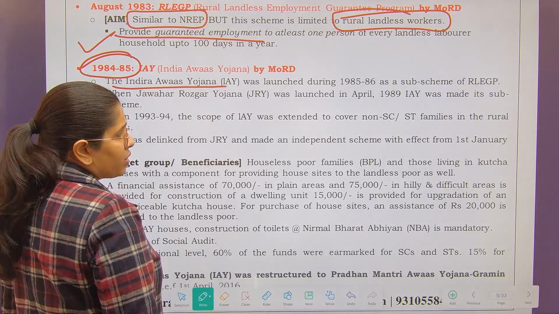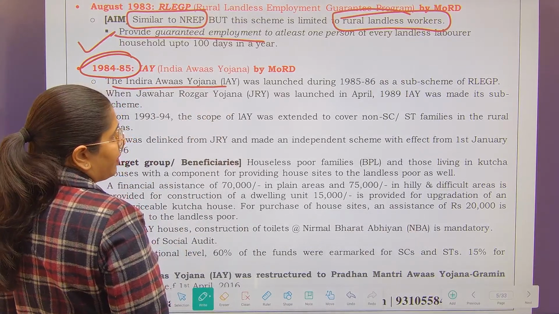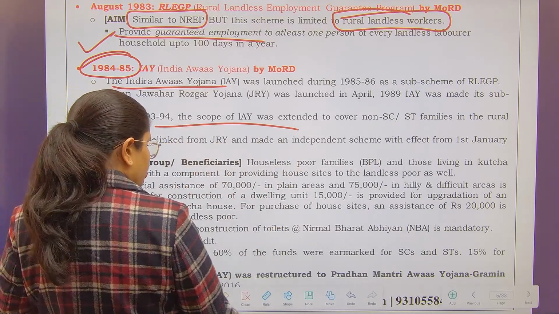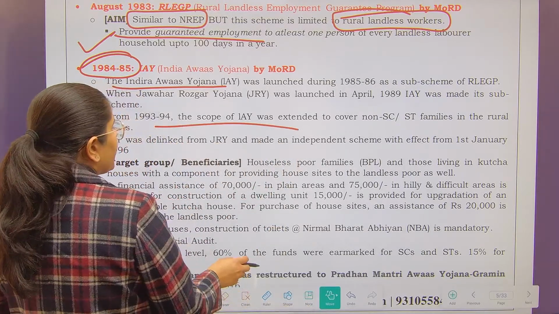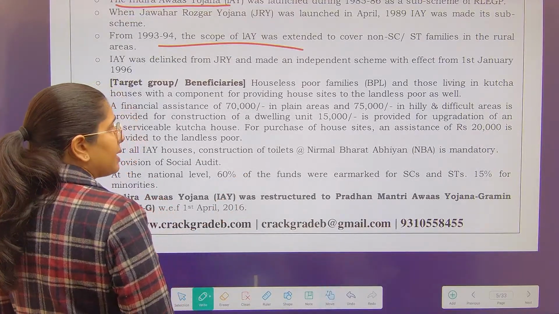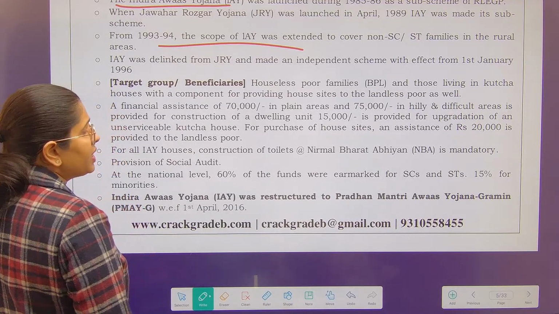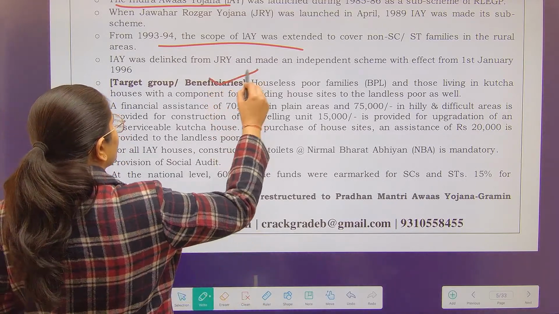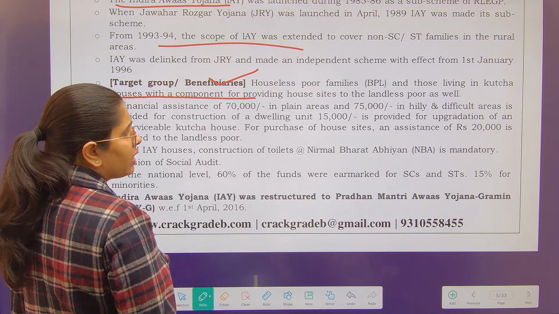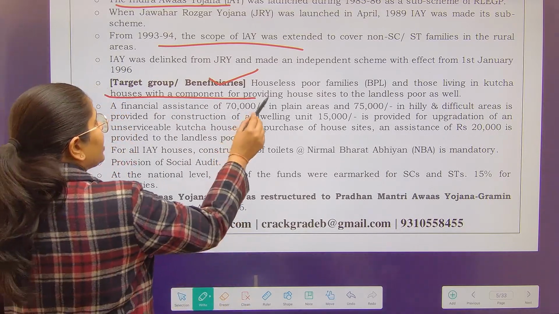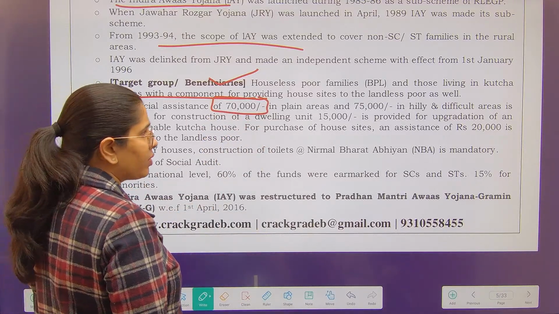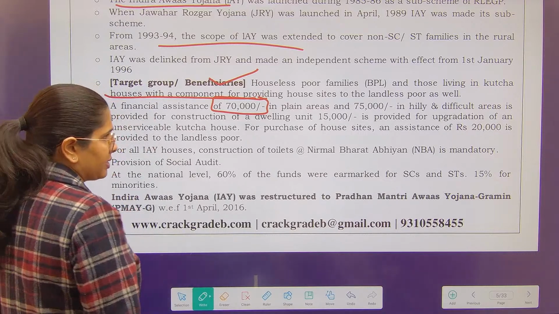Indira Gandhi Awas Yojna was launched in 1985-86. The scope was extended to non-SC/ST families also in rural areas. It was dealt with under the Jawahar Rojgar Yojna and was made an independent scheme. Who were going to be the beneficiaries? Houseless poor families, those living in kacha houses, with a component for providing house sites to the landless poor as well. Financial assistance of 70,000 was provided in plain areas and 75,000 was provided in hilly areas. Correct?